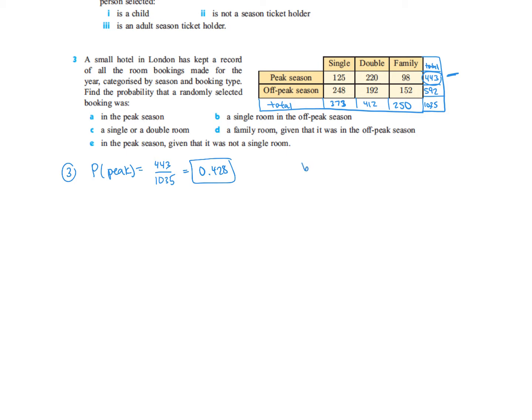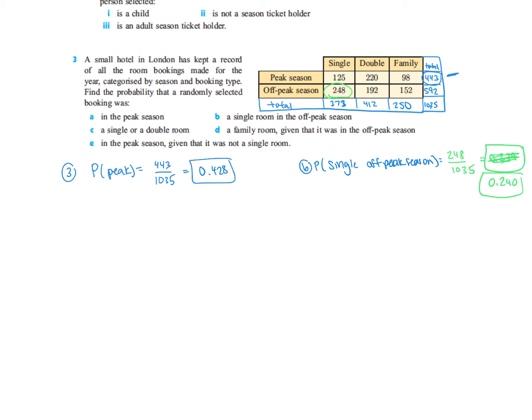And then in part B, it says a single room in the off-peak season. So this has to be single and off-peak. So single and off-peak is right here, 248 out of the total. And that, as a decimal, is 0.239. Actually it should round up to 0.240 because after the 9 was a 6.